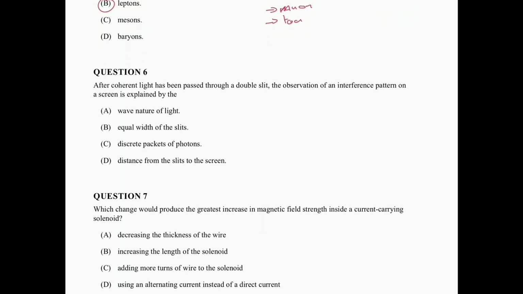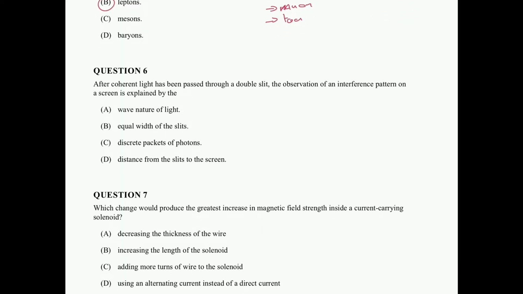All right, question 6. After coherent light has been passed through a double slit, the observation of an interference pattern on a screen is explained by the: wave nature of light, equal width of the slits, discrete packets of photons, distance from the slits to the screen. So this is going to be your wave nature of light. When we think of our wave nature of light or the double slit experiment, this is one of those ones that you need to be able to explain.